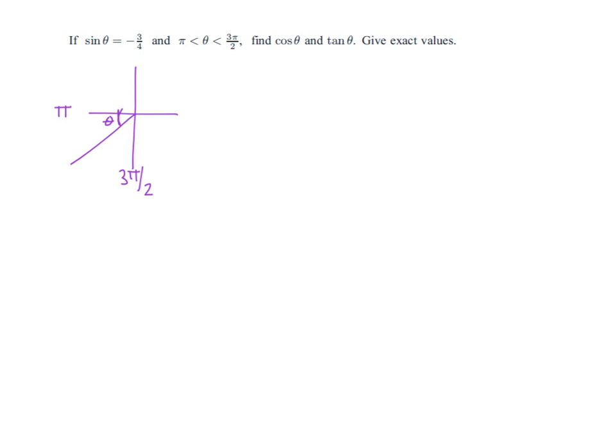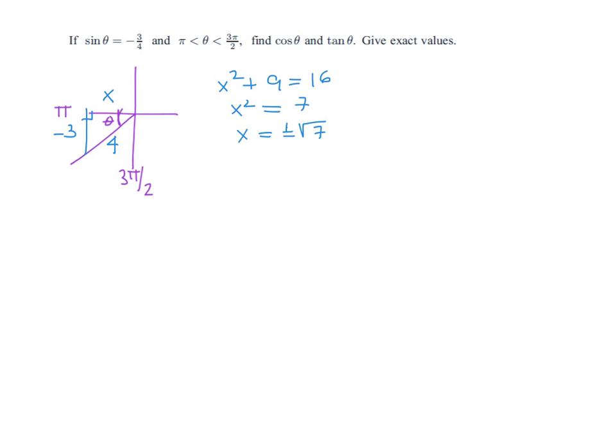So if we use the first method, from the 90 degrees, sine is opposite over hypotenuse, so this will be negative 3 because it's below the x-axis, and the hypotenuse will be 4. So then what's the value of x? x squared plus negative 3 squared, which is 9, is equal to 16. So x squared is equal to 16 minus 9, which is 7. So x will be plus or minus root 7.